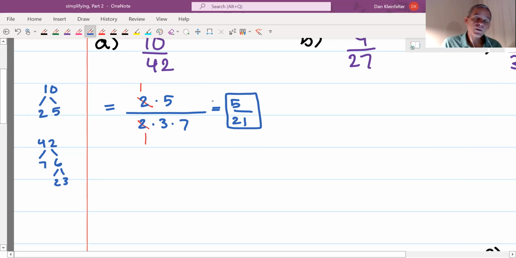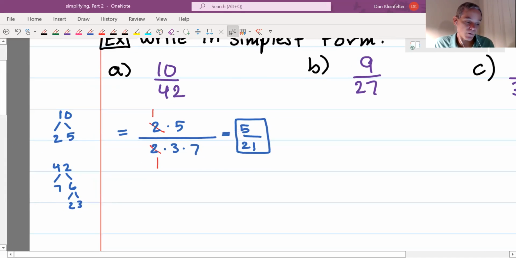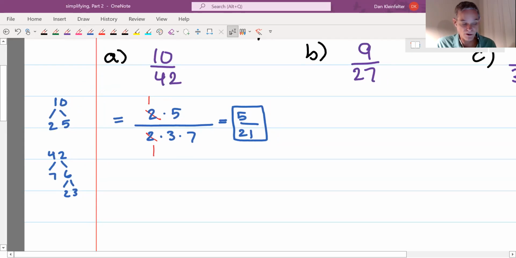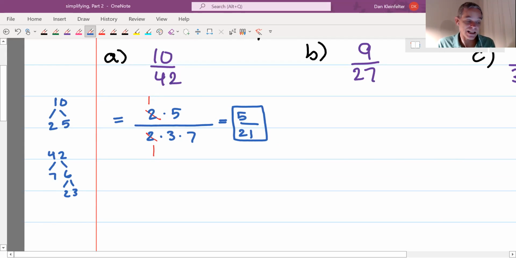So in doing this, it may have occurred to you, well, I saw that 10 and 42 were even in the first place. Could I just divide by 2? And the answer there is yes. Typically, we recommend going through the whole prime factorization process, especially if you are just starting out. But if you are comfortable with looking at 10/42 and just simplifying it straight away, you're welcome to do that. Here's how the work would look if you do that.